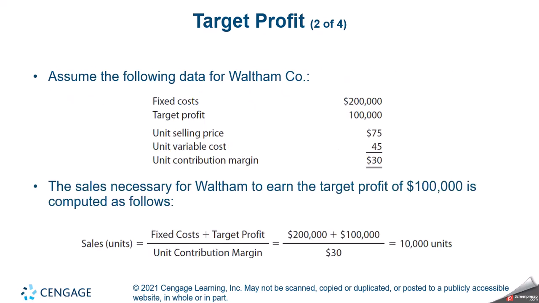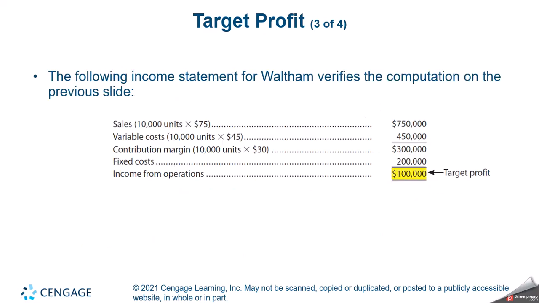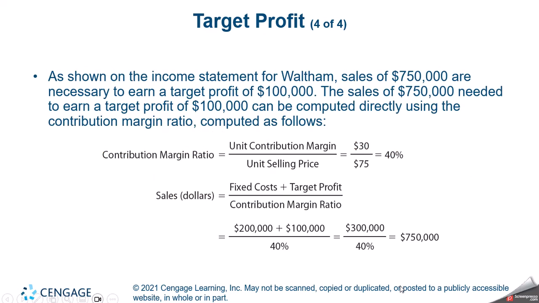So if our fixed costs are $200,000 and our target profit is $100,000, we want to make $300,000, and we have a unit contribution of $30 per unit, we'd have to sell 10,000 units. So then that becomes our goal to get that target profit. And then again, here it shows you in the income statement format.